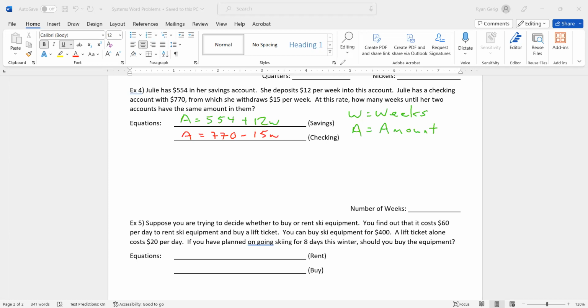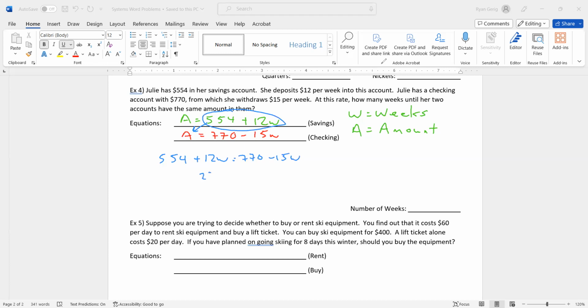So eventually they're going to cross, right? The red one is decreasing, the green one is increasing, and they're going to eventually have the same amount. How do I solve it? This is a substitution because A is by itself. I'm going to put 554 plus 12W right there. 554 plus 12W equals 770 minus 15W.